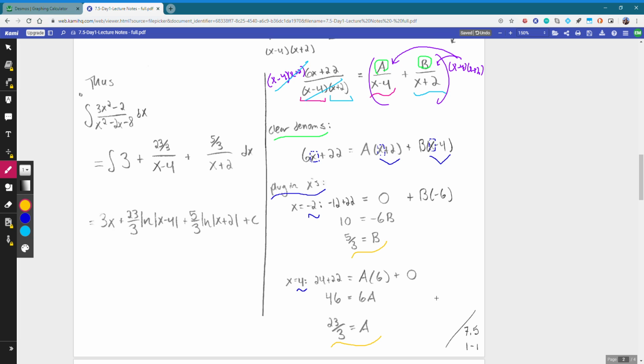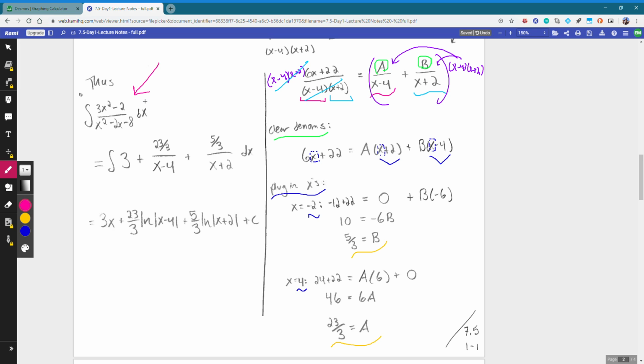And it's totally fine that these aren't integers. That can very well happen. As long as we've done our work correctly, these A and B coefficients are just whatever they end up being. So anyways, we now know our A, what goes on top of the x minus 4, and our B, what goes on top of the x plus 2. And so now we can go ahead and actually compute our integral.